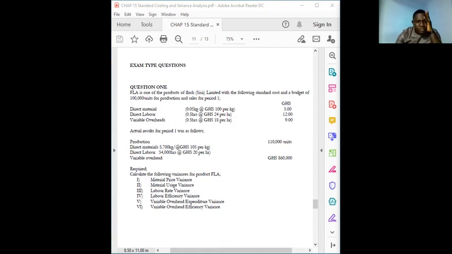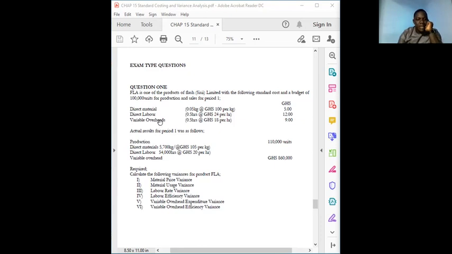Okay, good. So we have the direct material, and they have 0.05 kg at 100 Ghana cedi per kg. That's the material cost. So it means that to produce a unit, they will need 0.05 kg of material, and a kilogram of material costs 100 Ghana cedis.